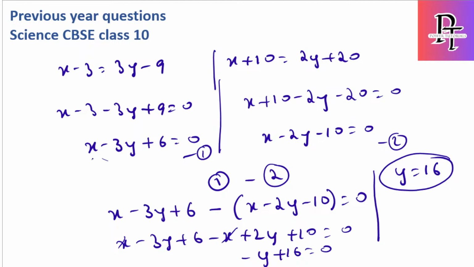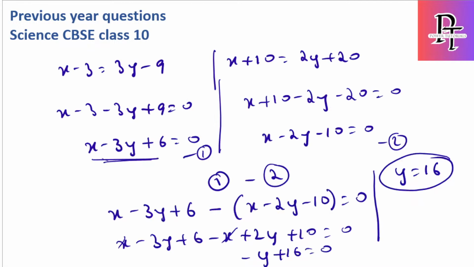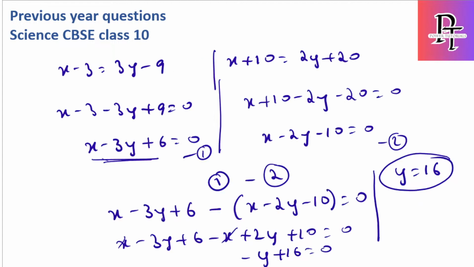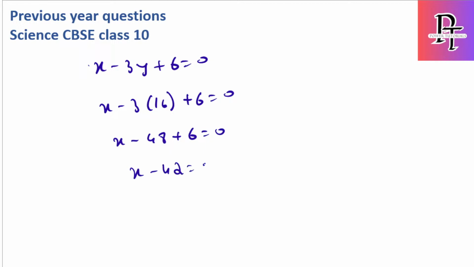So let's substitute in 1. That becomes x minus 3y plus 6 is equal to 0. We got y value as 16. So x minus 3 into 16 plus 6 is equal to 0. 16 times 3 is 48. x minus 48 plus 6 is equal to 0. So x minus 42 is equal to 0. So x is equal to 42.